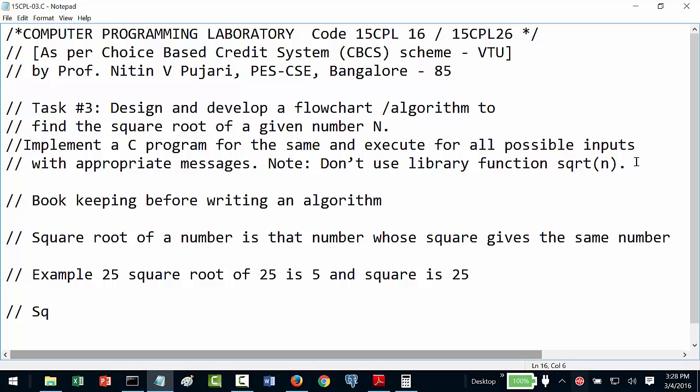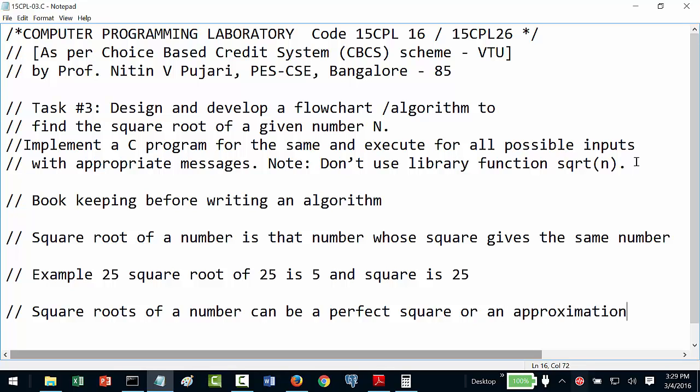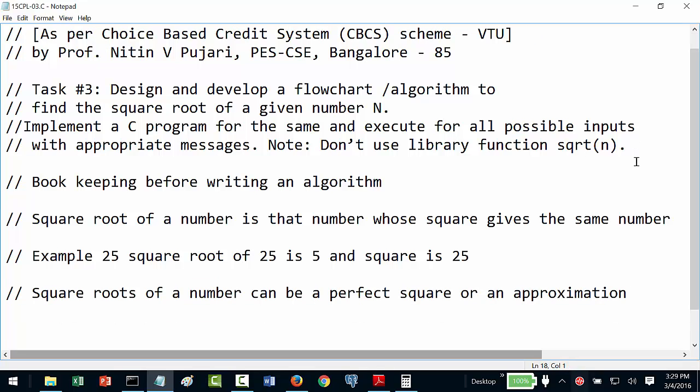So square roots of a number can be a perfect square or an approximation. Means what? For example, if I take the square root of 4, it is 2. 2 squared is 4.